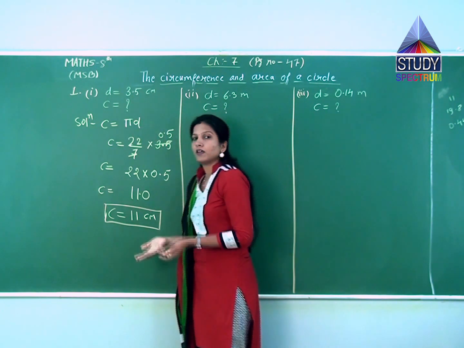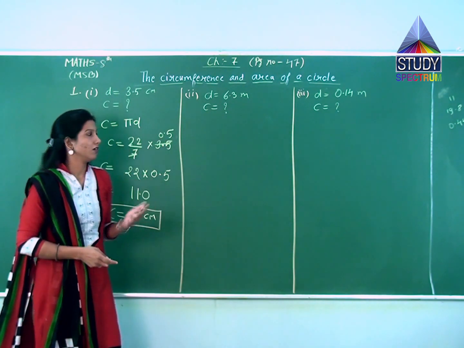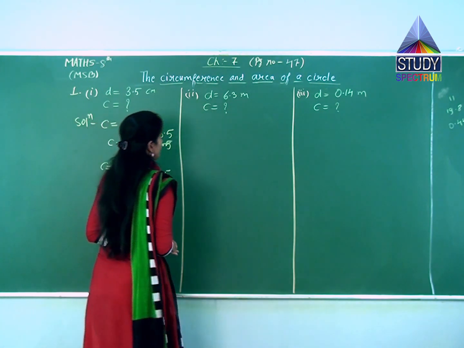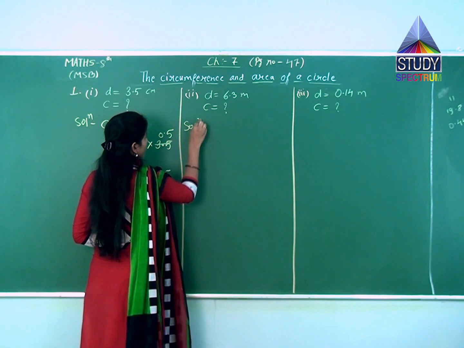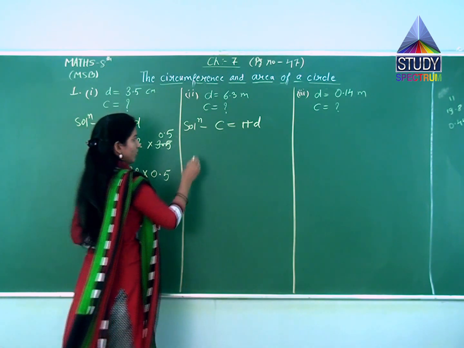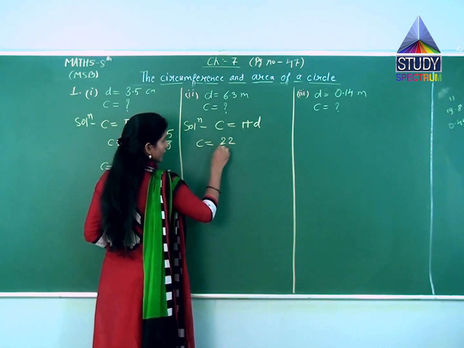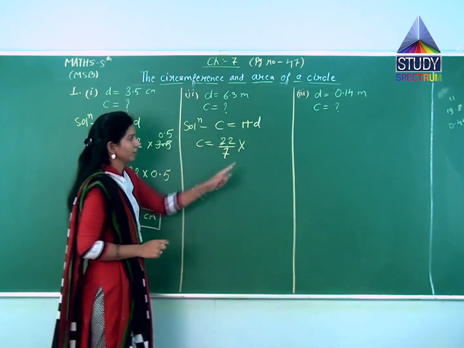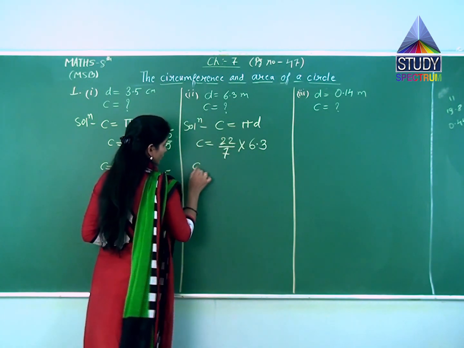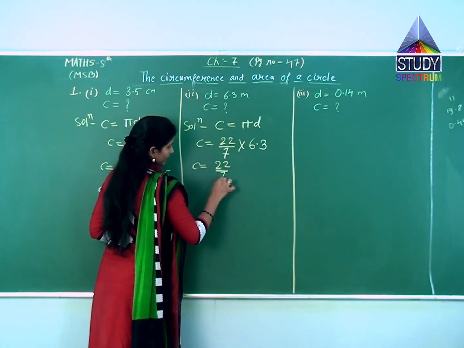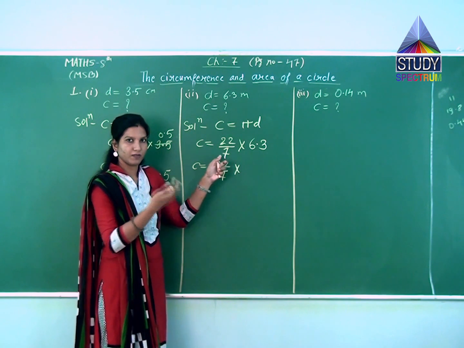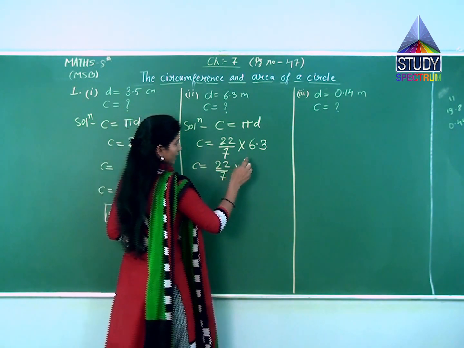As it is, we will do our next question, because in the next question also the diameter is given and we have to find out the circumference. So we will start with the formula. What is the formula? C is equal to pi d. Now C is equal to pi, 22 by 7, into d, 6.3. Now C is equal to 22 by 7 into, here I will not directly divide 6.3 by 7. I will explain to you how it happens.